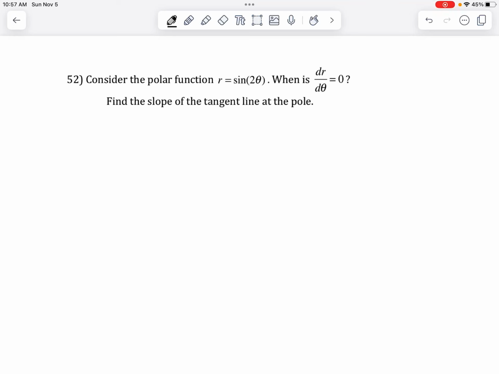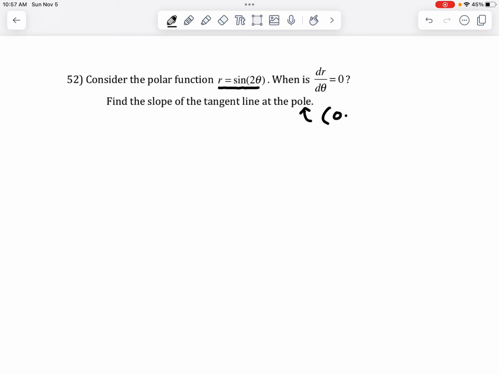And now for our friends, the polar functions. So the function is r equals sine of 2 theta. And when does the derivative dr d theta equal 0? Also, find the slope of the tangent line at the pole. And the pole just means the origin.